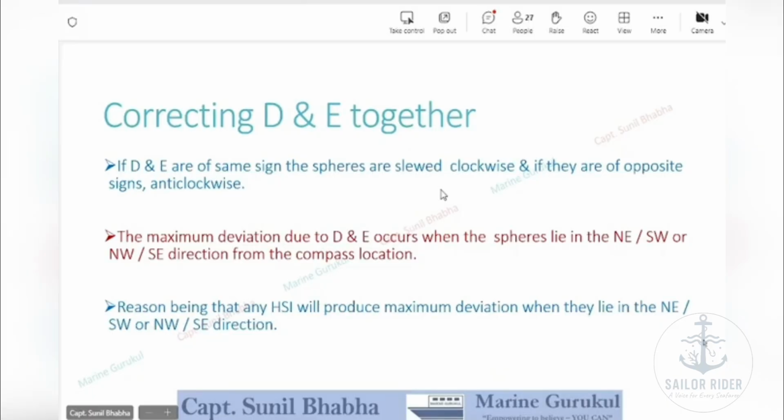Theoretically, it can also be found. If delta and eco are of the same sign, both easterly or both westerly, the spheres are slewed clockwise, and if they are of opposite signs, the spheres are slewed anti-clockwise looking from top.